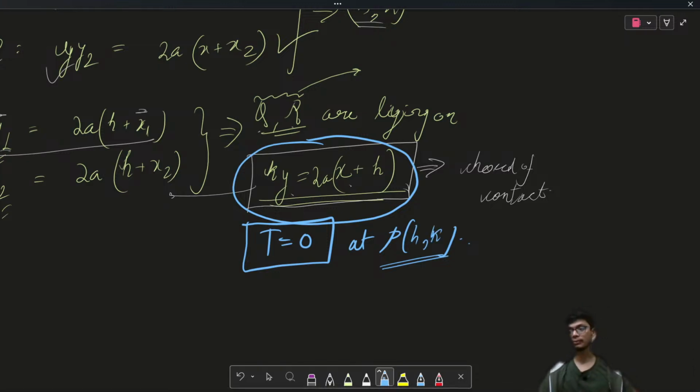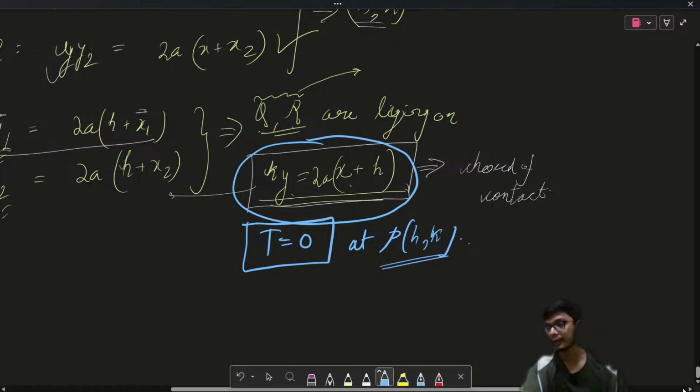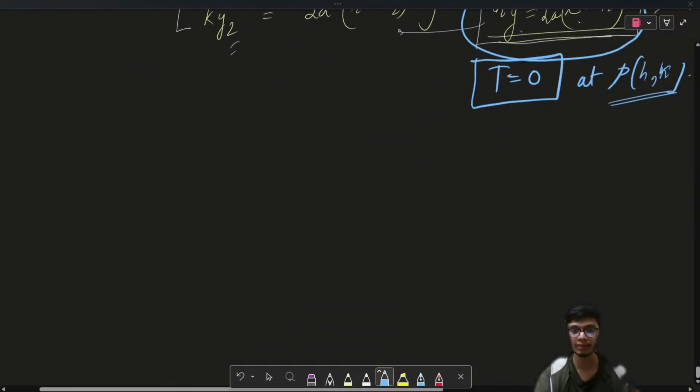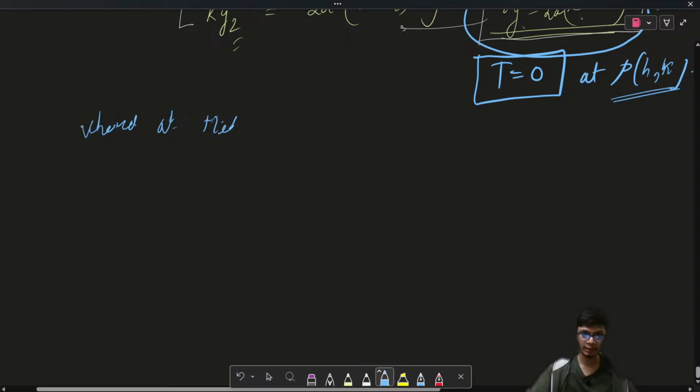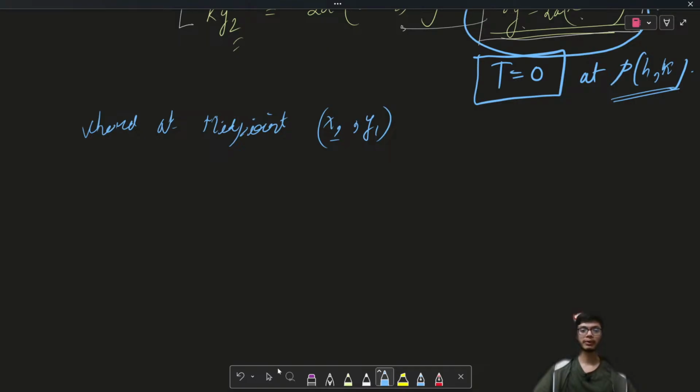Is this part clear to all of you? Okay. Now, in a similar manner, let me also discuss another concept, that is the equation of a chord whose midpoint is given as x1, y1. Chord at a midpoint.